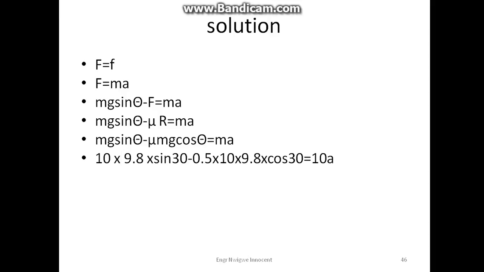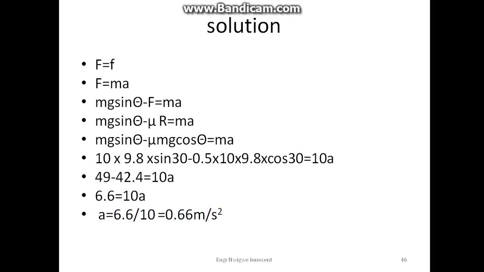Then we have 10 times 9.8 sin 30 minus 0.5 times 10 times 9.8 cos 30, which gives us 10a. 49 minus 42.4 is equal to 10a. 6.6 is equal to 10a. Then to get a, we make a the subject of the formula, which gives 6.6 over 10, which is 0.66 meters per second squared.